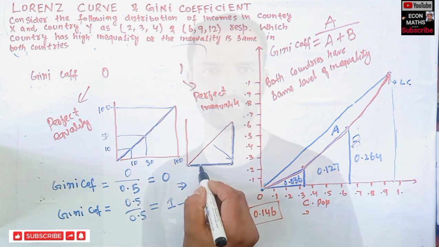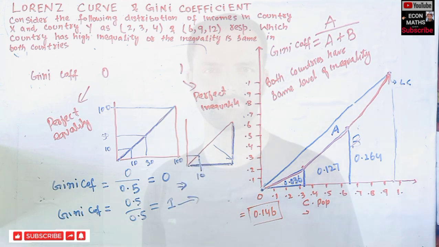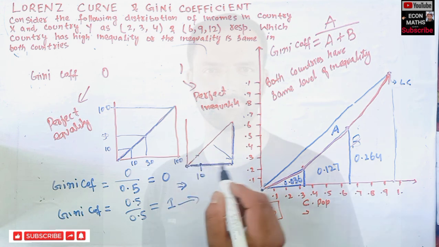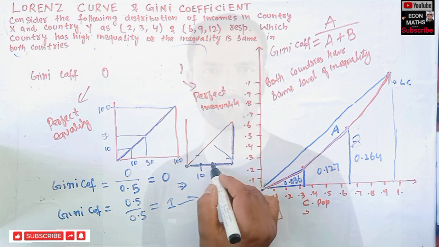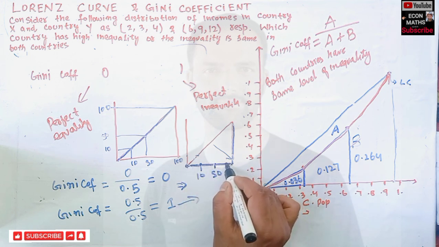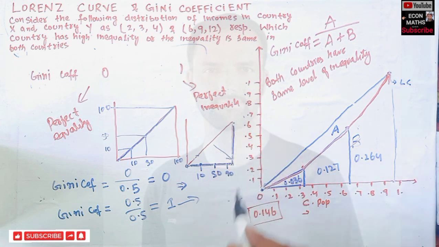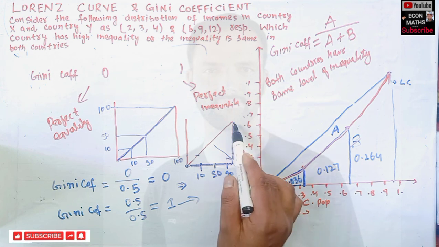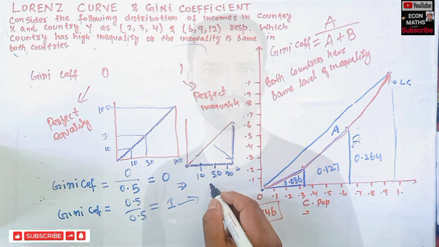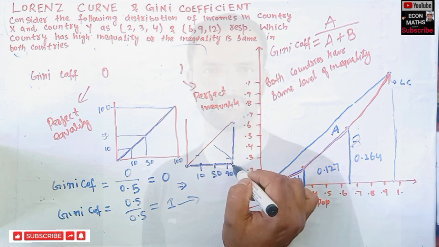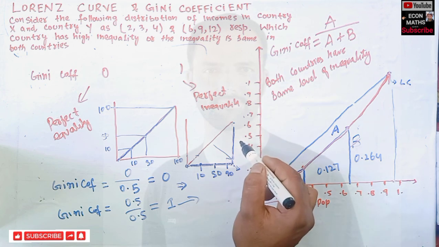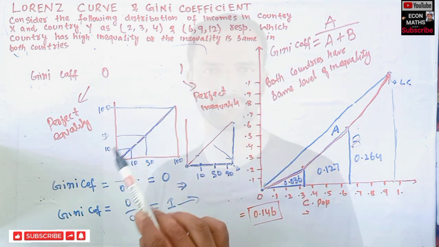But in this case, 10% of population has 0% of income, 50% of population holds 0% of income, similarly 90% of population holds 0% of income, but this last individual, 100% of our population, holds 100% of income. That means this last individual holds all the total income. So this is the case of perfect inequality. This is the case of perfect equality.